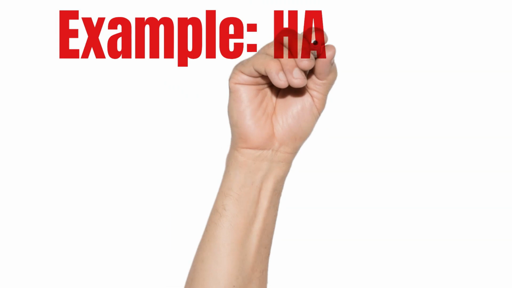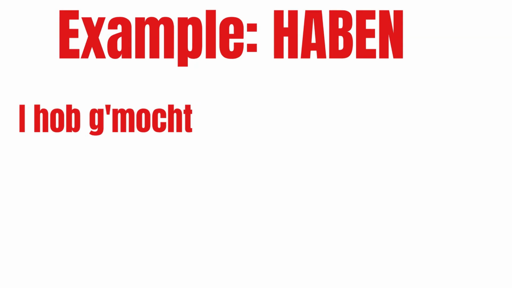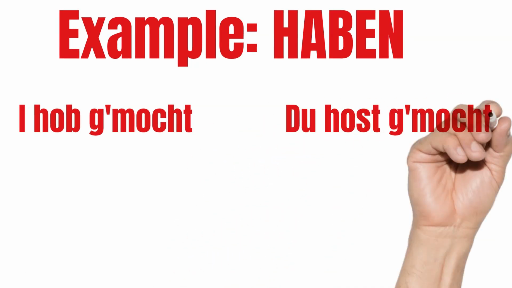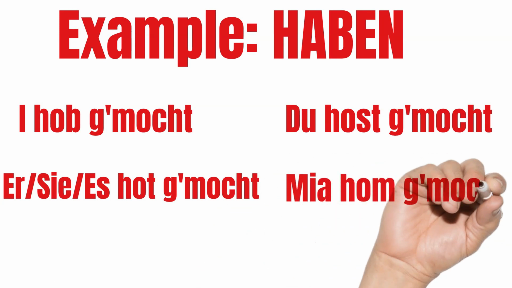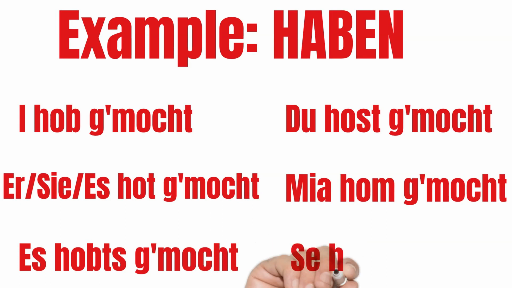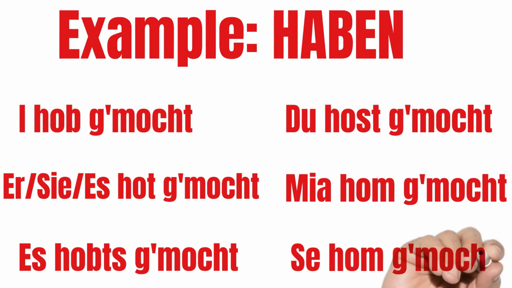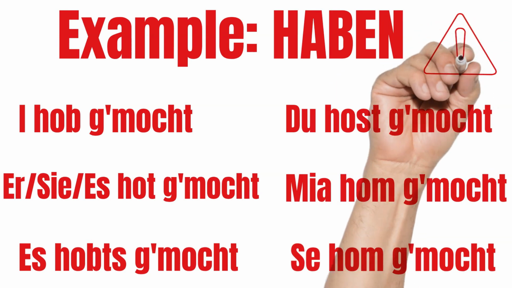Let's take a look at an example with the verb haben. In our case, I have made. In spoken Austrian German, you will come across the following sentences. Ich hab gemacht, du hast gemacht, sie, es hat gemacht, wir haben gemacht, es habts gemacht, sie haben gemacht. Here we can see that just the verb have changes, but the third form doesn't change.